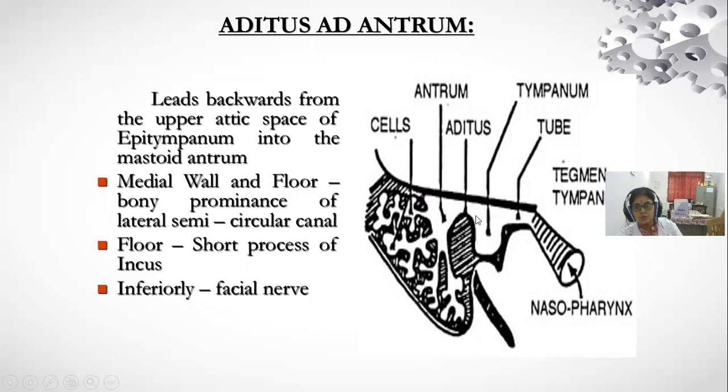So this is your aditus and antrum. Aditus means an opening. So this is the antrum. This is an opening which connects your tympanic cavity. This is the middle ear cavity. This is the eustachian tube. So you can see that this is the opening in the posterior wall connecting your tympanic cavity to that of the mastoid antrum.